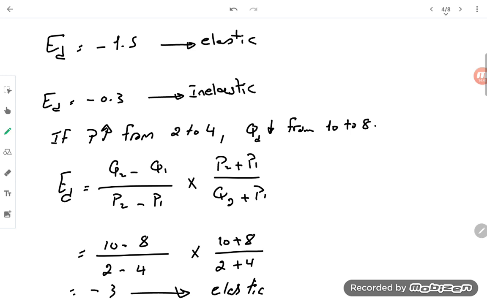So this is a case of arc elasticity. Arc means that you have two different prices and two different quantities. But in some cases, instead of arc elasticity, we would like to calculate it at a specific point of time or at a specific price in order to be more precise. So this is known as point elasticity.